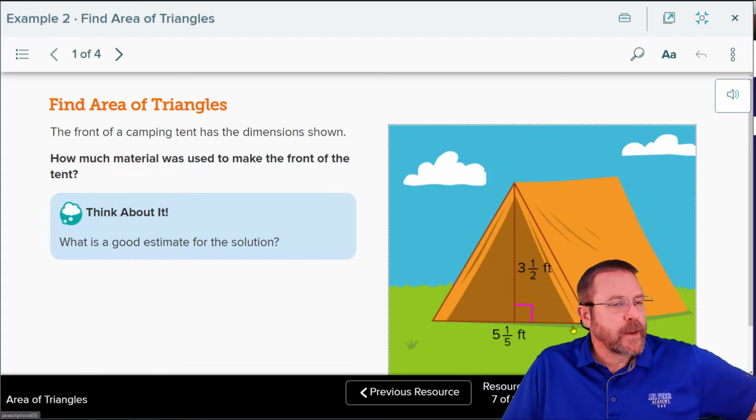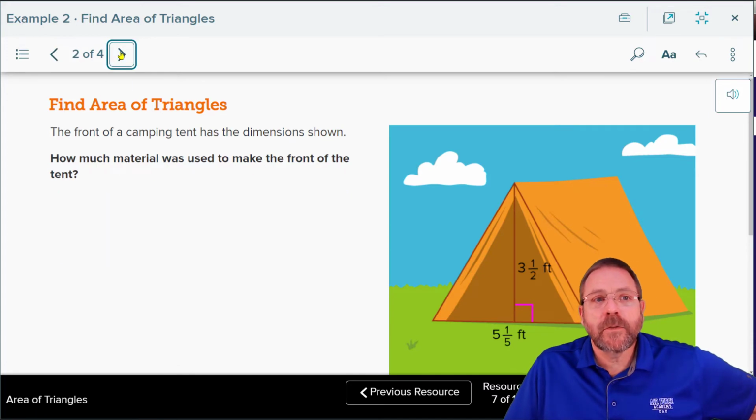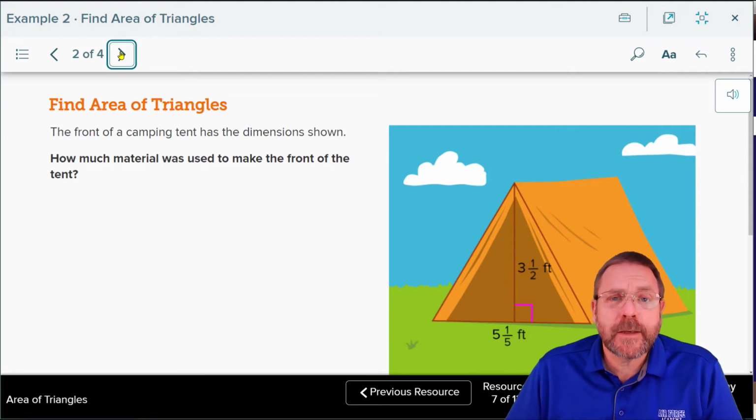So you can see you've got a base of 5 1/5 and a height of 3 1/2. How much material was used to make the front of the tent? In other words, what's the area of the front of that tent going to be?